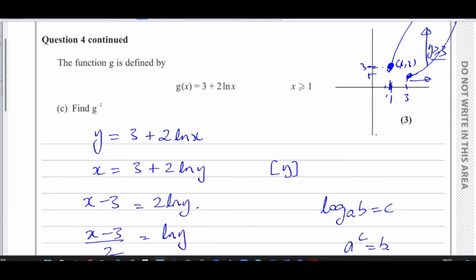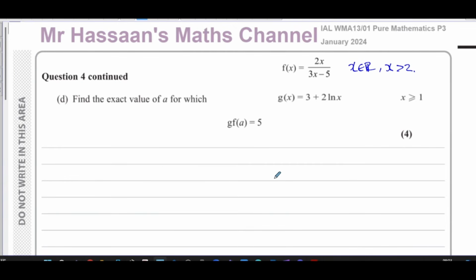Now we're going to go on to part D. It says find the exact value of a for which g of f of a equals 5. Now, a has to go into the function f, and f of a has to go into the function g. If we look at the domain of g, what can go into g is any value of x which is greater than or equal to 1. And what can go into f is any value of x which is greater than 2. So we've got to keep that in mind when we solve this equation.